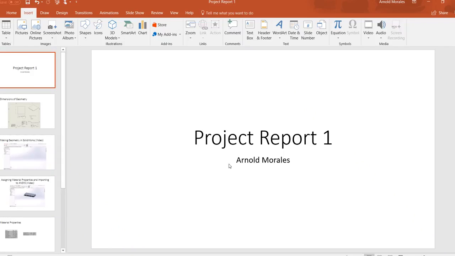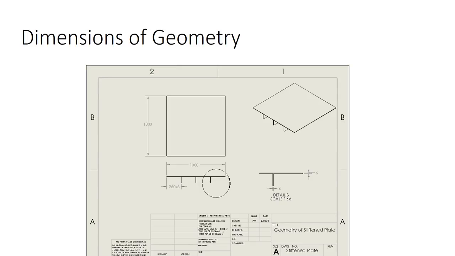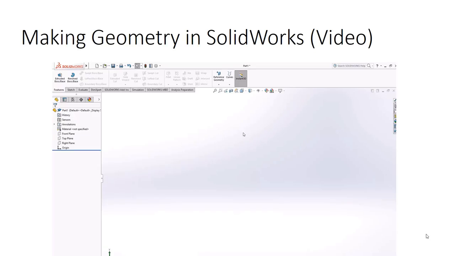So here's my progress report number 1. So here are just the dimensions that I used to make the general CAD model. Now we're going to see the CAD model being made. So I made the CAD model in SolidWorks.